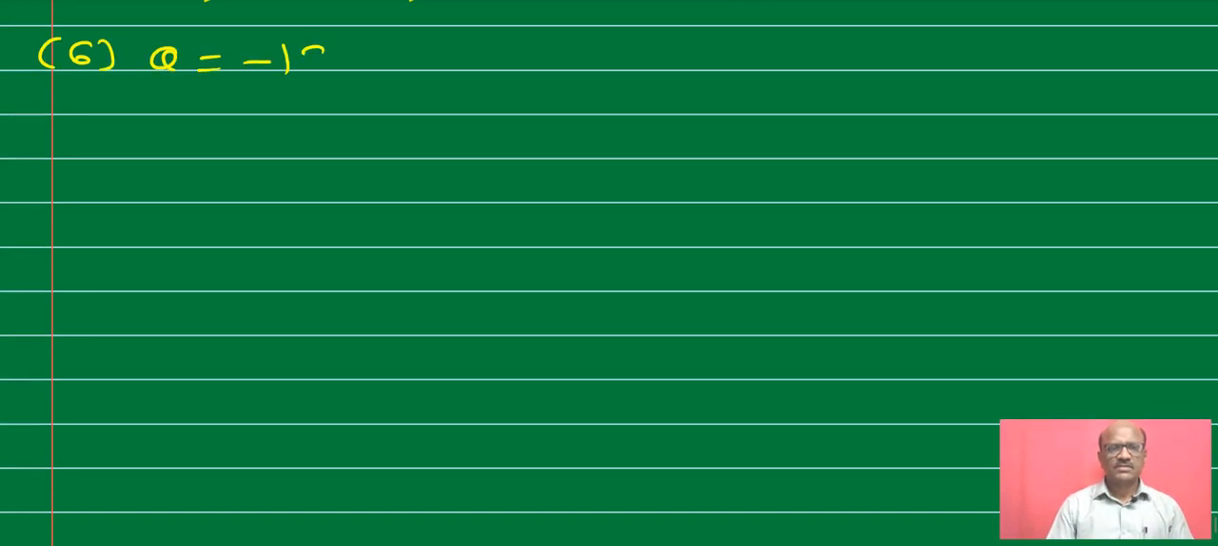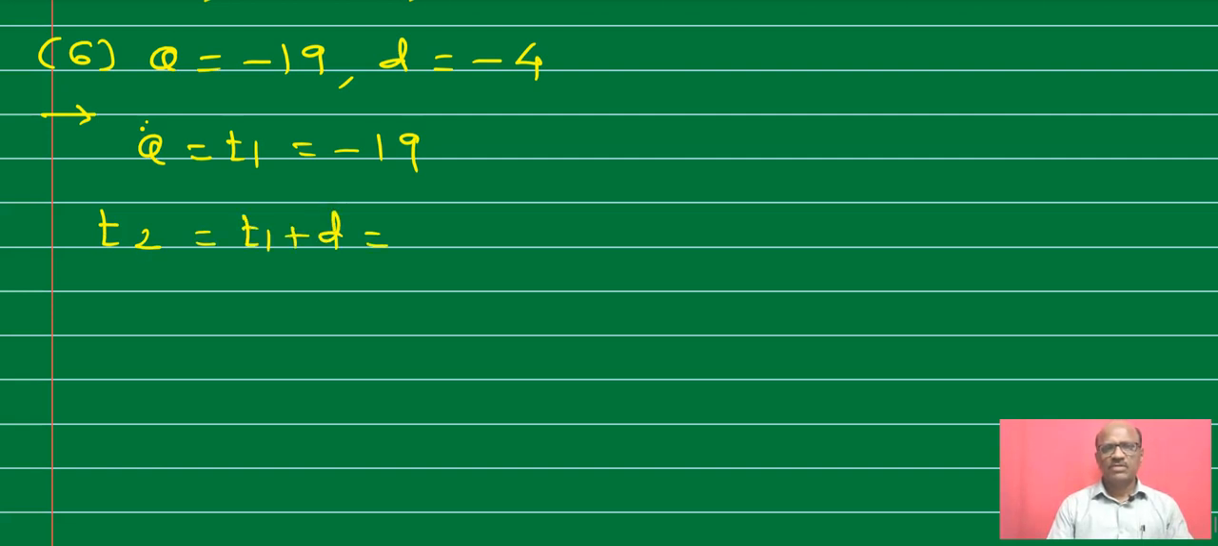Number 6. A is equal to minus 19, D is equal to minus 4. Therefore, A is equal to T1 is equal to minus 19. Therefore, T2 is equal to T1 plus D, minus 19 plus in bracket minus 4, minus 19 minus 4, that is minus 23.